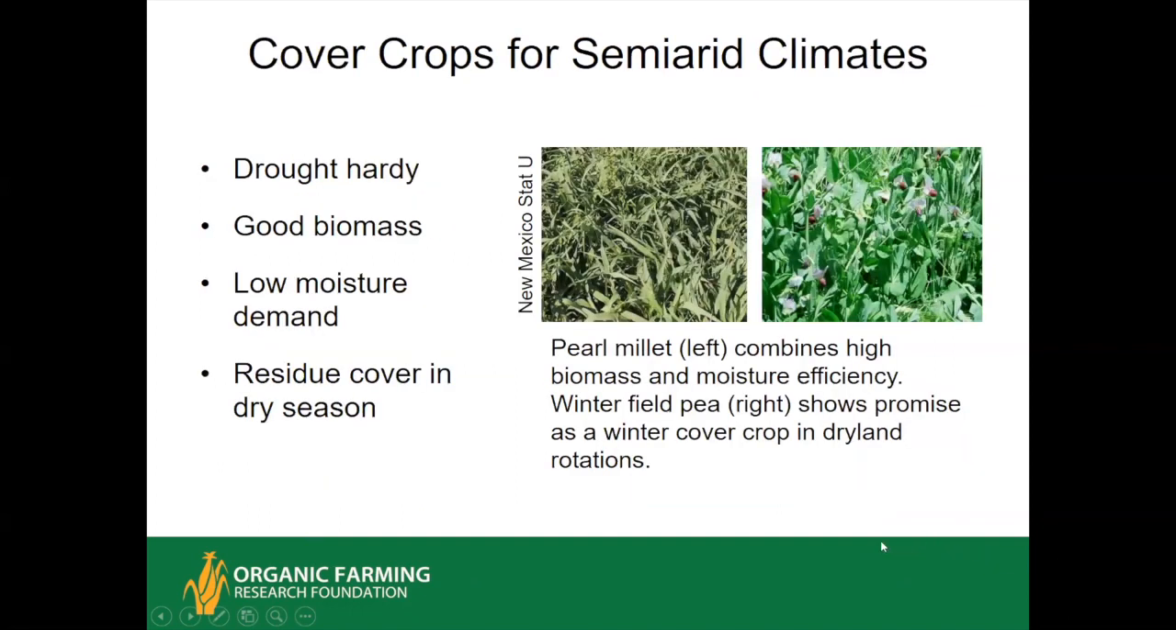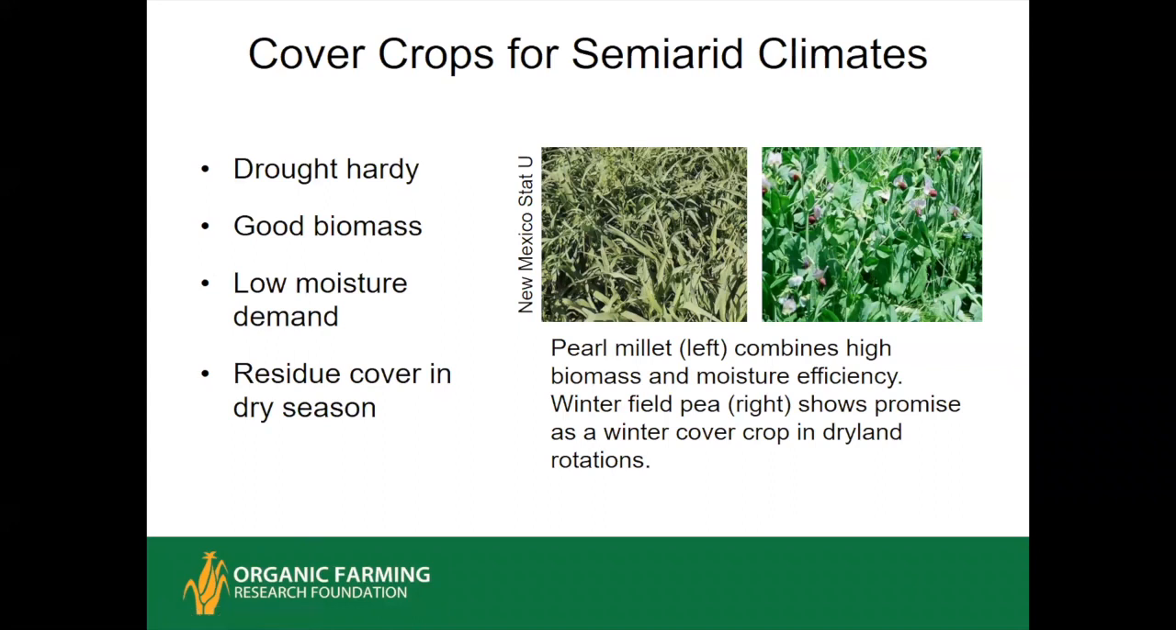Okay, so some cover crops. Pearl millet is one that's done very well. This is actually a photograph from New Mexico State University Extension. And interestingly enough, the winter field pea, I used to think of this as something that needed a lot of moisture and could stand up to quite a bit of cold. We grow it here in Virginia all the time, and that actually was a photo from Virginia.